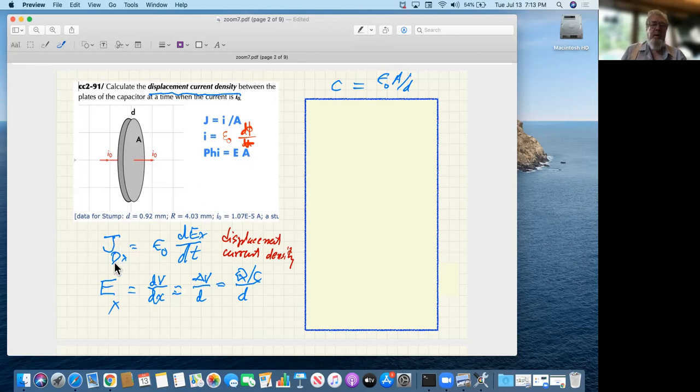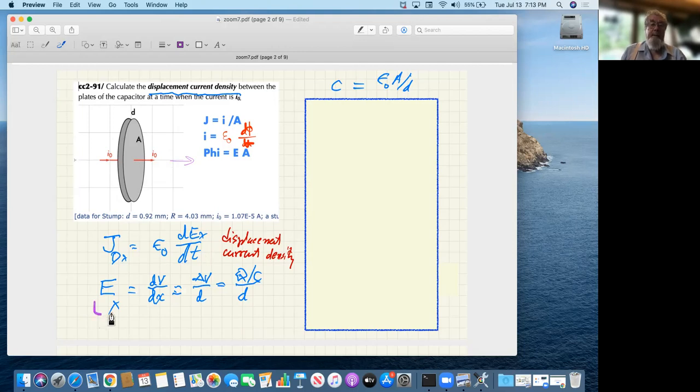The displacement current density, it's actually a vector. It's in the direction of the change in flux. It's epsilon 0 dE dt, because the 1 over A cancels the A. So that's displacement current density. That's what we're trying to calculate. Now we have to know the electric field between the 2 plates of a capacitor.